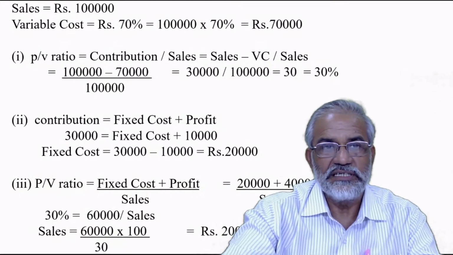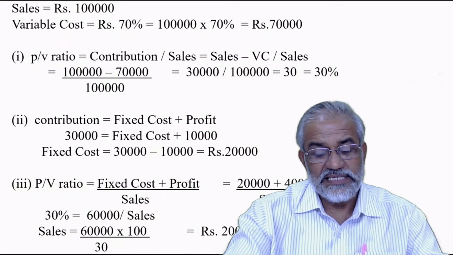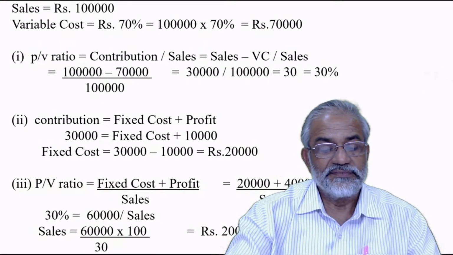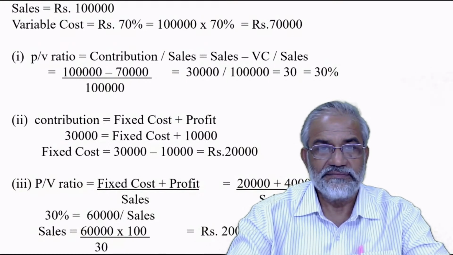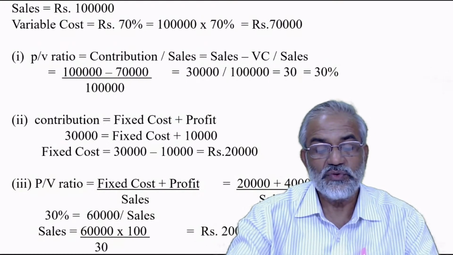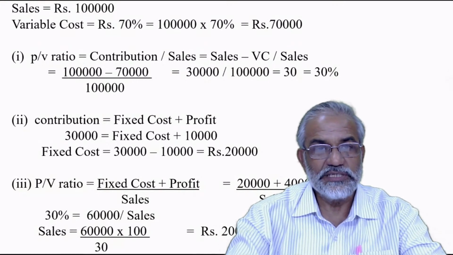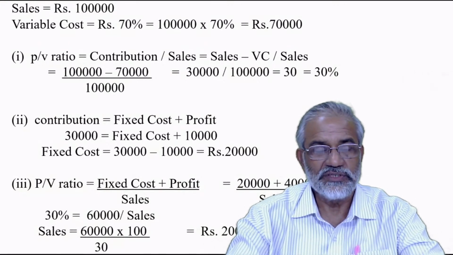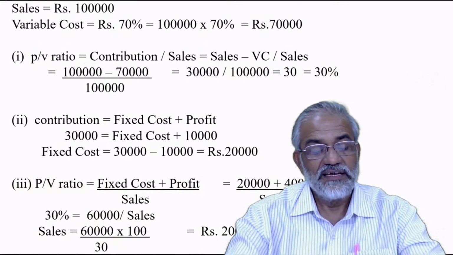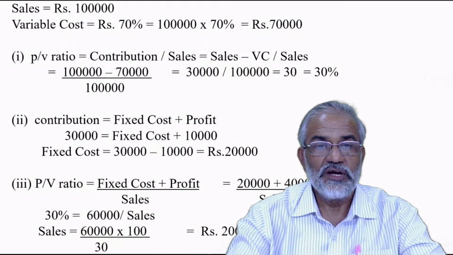The variable cost is 70%. Sales is equal to 1 lakh. The variable cost is 70% of sales, which means 70,000. The total sales as given in the question is 1 lakh, and the variable cost is given to be 70% of the total sales, so it comes to 70,000. So the first question to be answered is the PV ratio. What is the PV ratio?